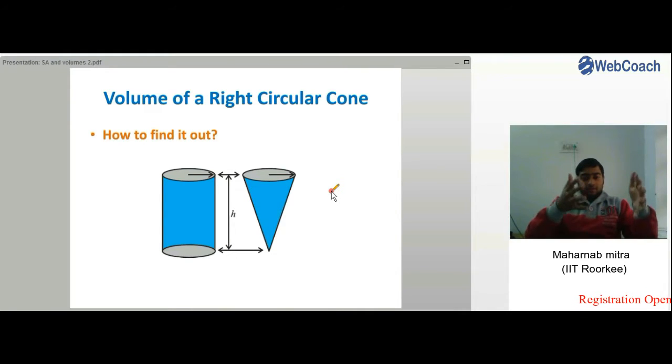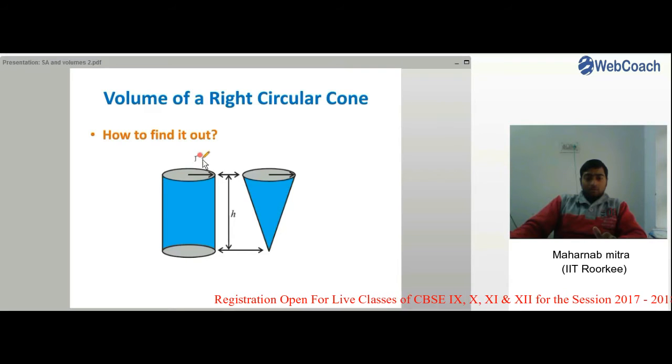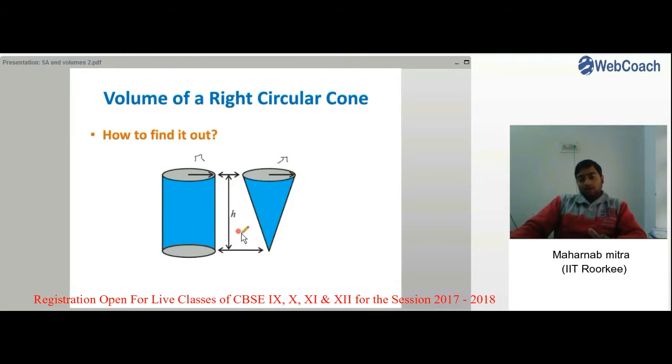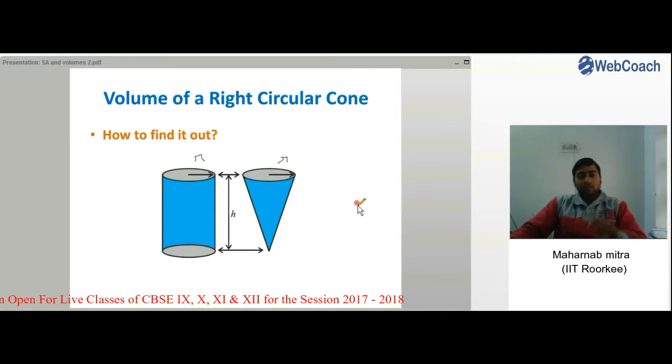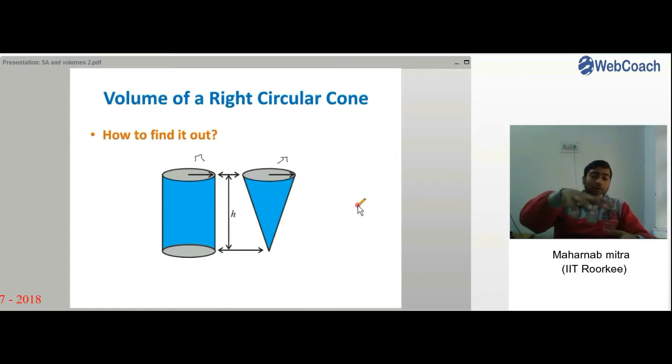Now let us take a cylinder and a cone of the same base radius and the same height. Let us assume the base radius of both of them is r, and the height is h. From the earlier question we have seen that the volume of a solid is nothing but the amount of liquid it can contain, right?